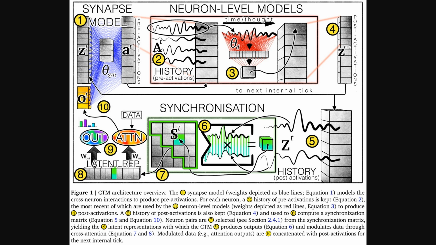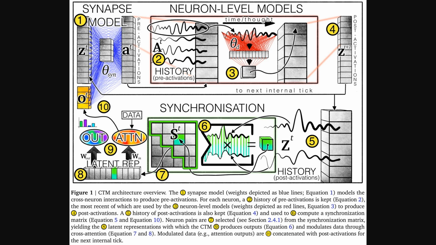Then, as shown in 2 and 3, each individual neuron uses its own private neuron-level model to process a history of these pre-activations. This allows each neuron to learn unique temporal patterns. The output of this stage, at 4, are the new post-activations for the current internal thought step. Crucially, a history of these post-activations, as seen in 5, is then used to calculate neural synchronization at 6. This synchronization, which measures how similarly neurons activate together over time, forms the core latent representation.